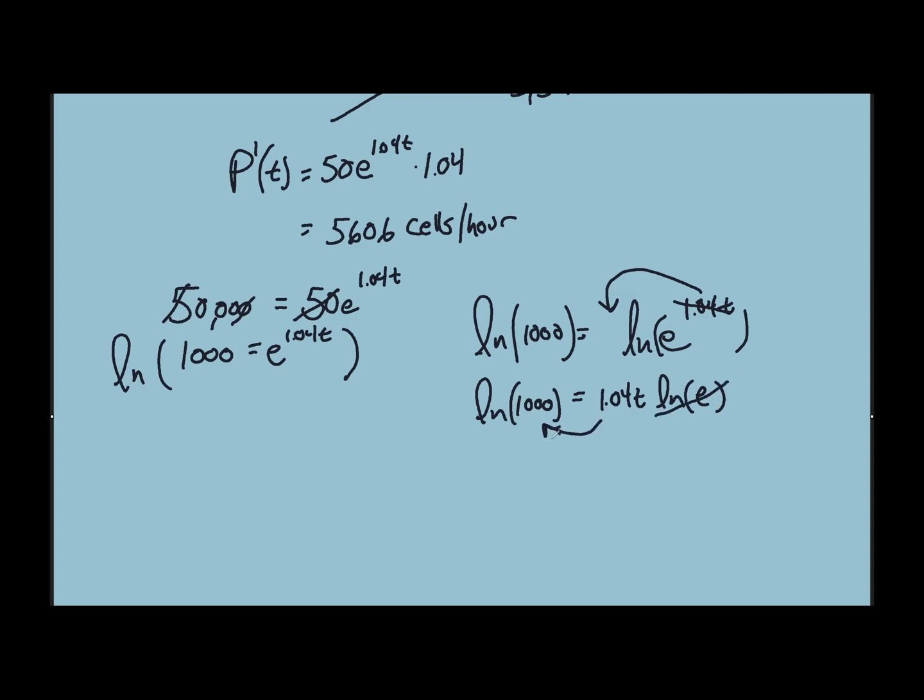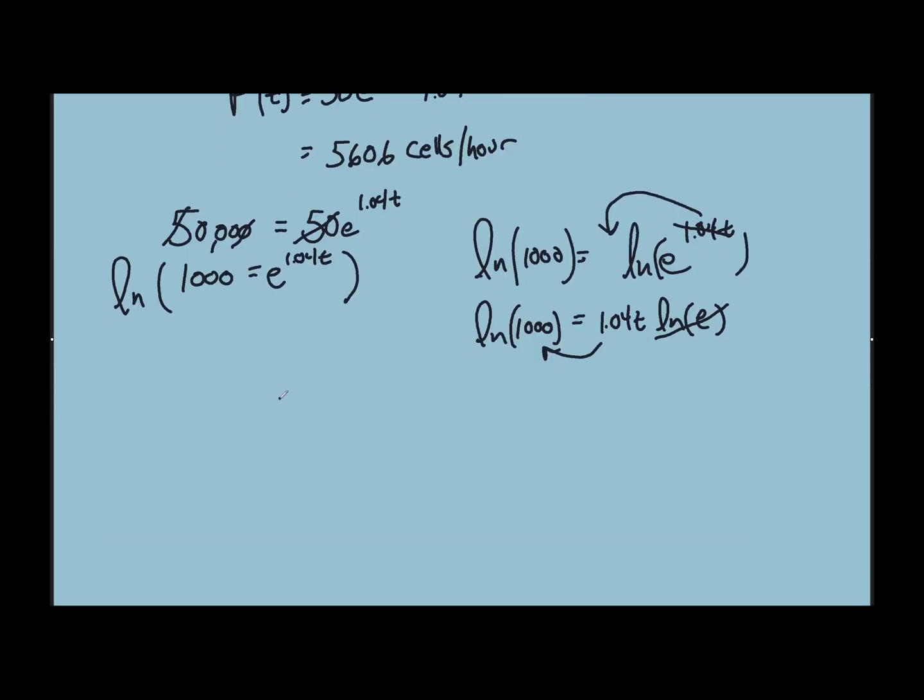Divide by 1.04. I'm not using the full decimal, right? You can do that on your own. And I'm going to get t equals ln of 1,000 divided by 1.04, whatever the real long decimal for that was. But I tell you what I'm going to get is something like 6.64 hours. So you should come to this answer here.